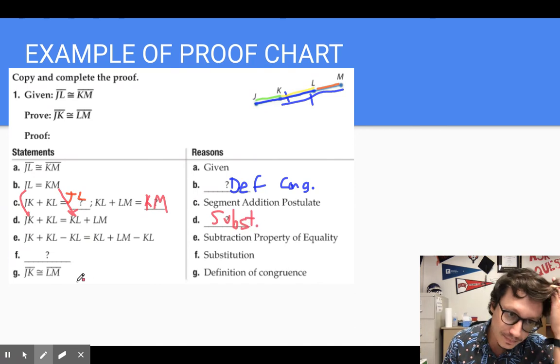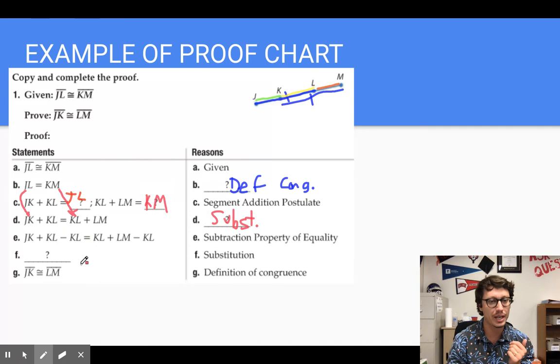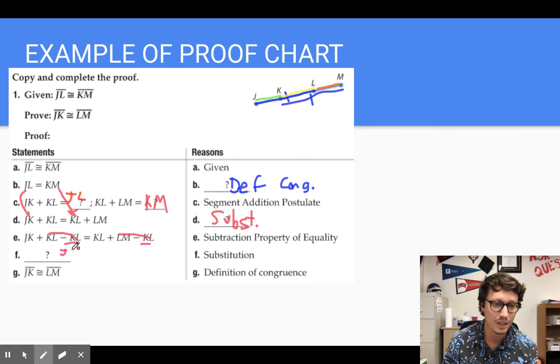Okay, now JK plus KL equals KL plus LM. All right? And again, even though it's an abnormal algebra problem, it is still technically, in a way, an algebra problem. If we have KL on both sides, we can subtract KL from both sides, and then those would be eliminated, right? So that is why we're using SPOE, because we are subtracting KL from both sides. Okay, and if we subtract, that means that they actually end up canceling out. And again, this is where the textbook uses that unnecessary step. Okay, but since those cancel out, we are now just left with JK is equal to KL.